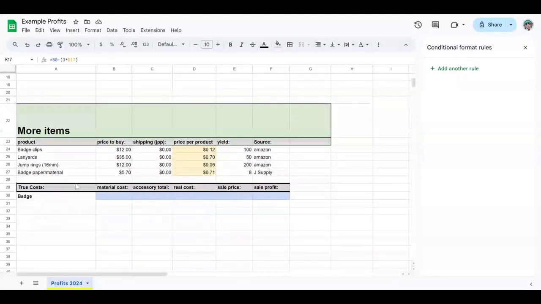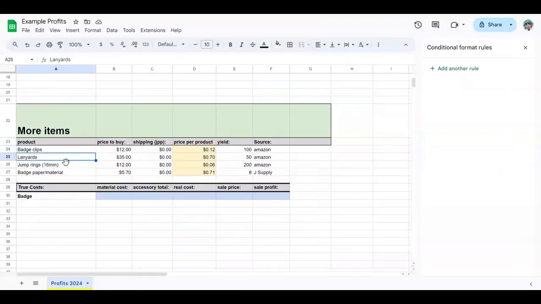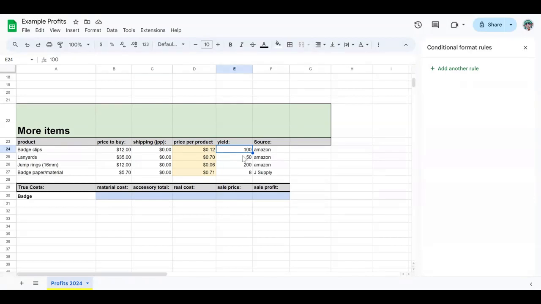So, for a new product that I'm working on is like badges, like furry badges and stuff like that. So, I have my badge clips, my lanyards, my jump rings, and the material to make the badge. This is also still hypothetical numbers, and I also round up because of taxes on the price to buy. And let's pretend everything's Amazon Prime or whatever, so you have no shipping cost. My yield is however much comes in a set when I purchase something. So I get a pack of 100 badge clips for $12. That means the price per badge clip is 12 cents.